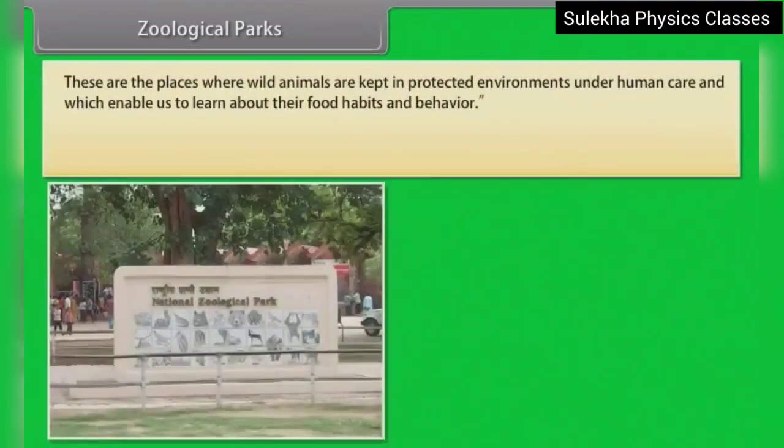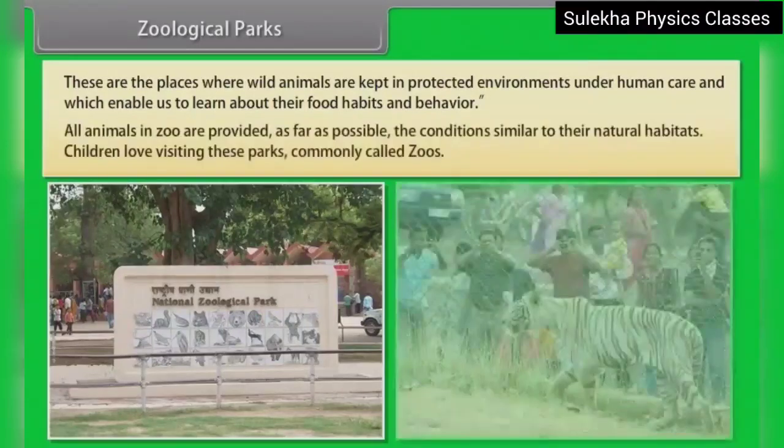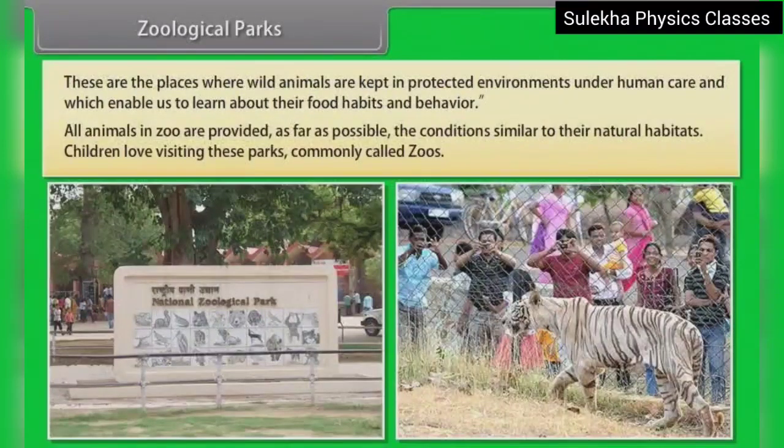Zoological Park: These are the places where wild animals are kept in protected environments under human care, and which enable us to learn about their food habits and behavior. All animals in a zoo are provided, as far as possible, with conditions similar to their natural habitats. Children love visiting these parks, commonly called zoos.